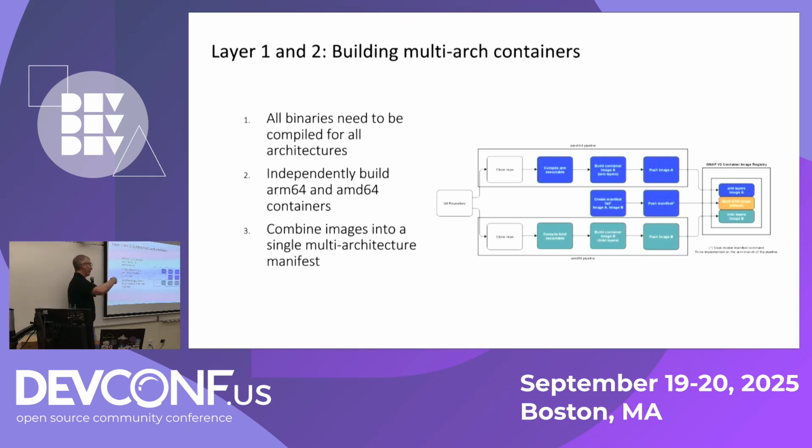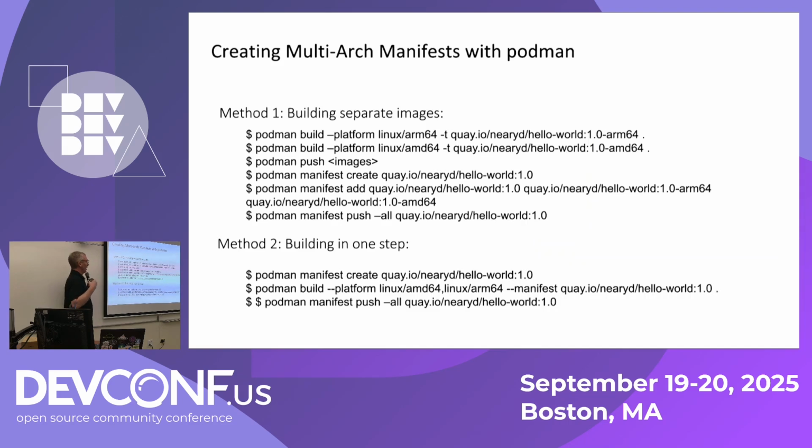The easiest way is you independently build your Arm64 and your AMD64 containers on the right host architecture, and then combine those container SHAs into a single multi-arch manifest. Creating your multi-arch manifest with Podman, I told you. So you can do your build with platform linux/arm64, linux/amd64, and then once you push your images into your Quay, you can create a manifest and add those images into the manifest afterwards.